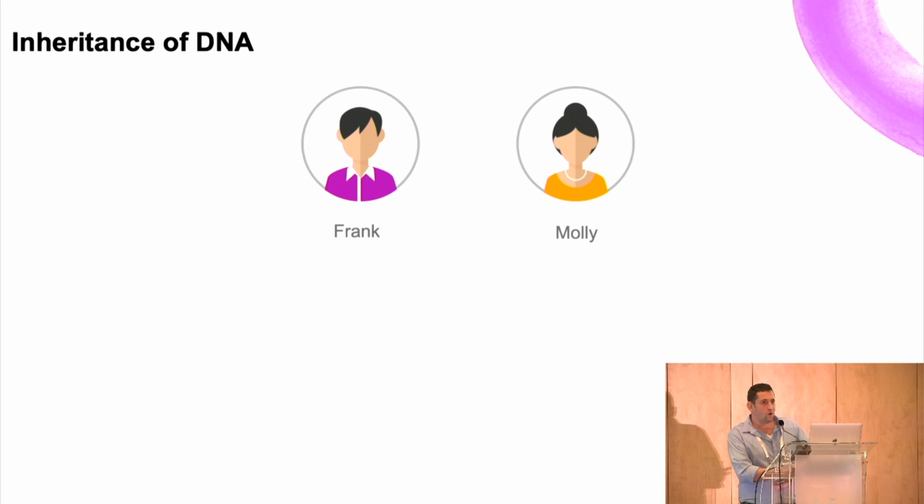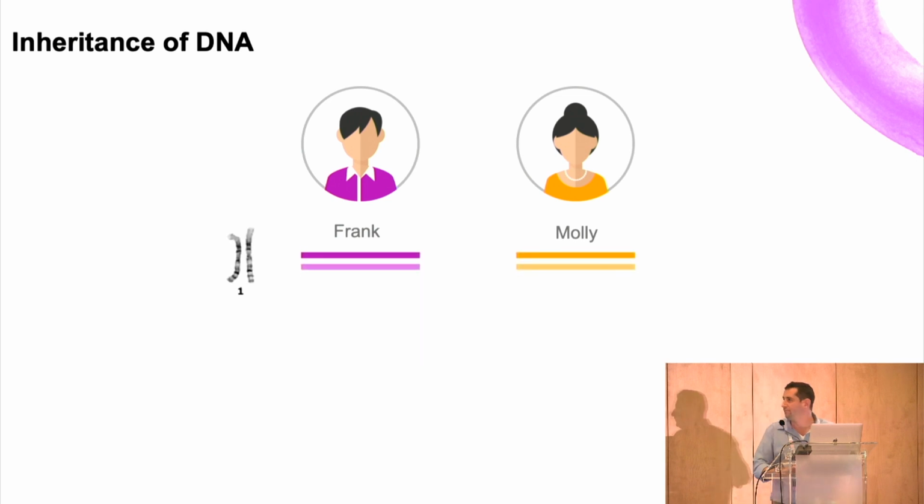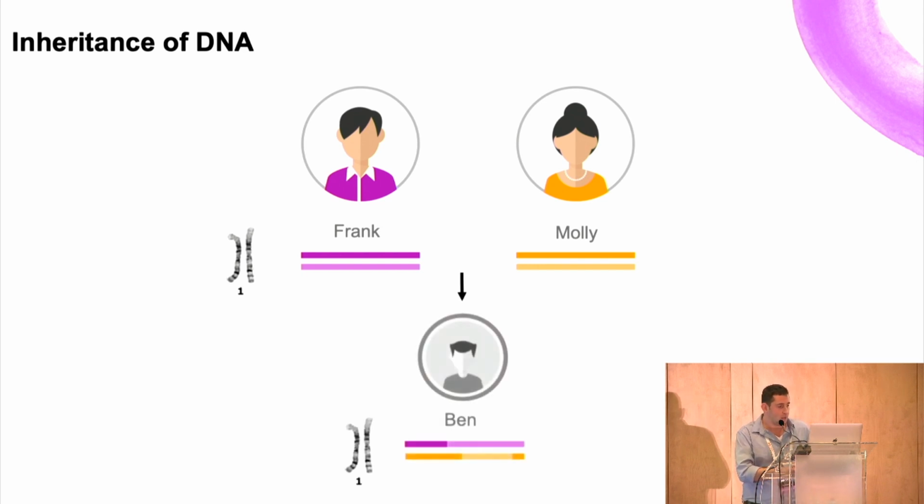So let's look at Frank and Molly's chromosome 1, for example. Each one of them has his own genetic makeup, and Frank is represented in purple, and Molly is represented in orange. As I mentioned, these are pairs, one from dad, one from mom, so that's the reason why there are 2. And the day came, and Frank and Molly had a son. They had Ben, and this is how Ben's chromosome number 1 looks. I hope you can see that.